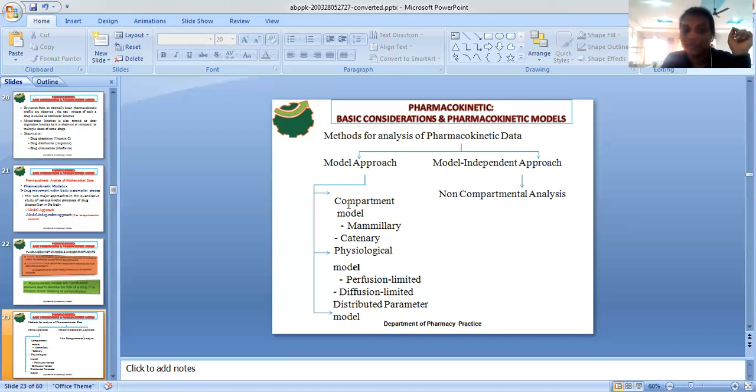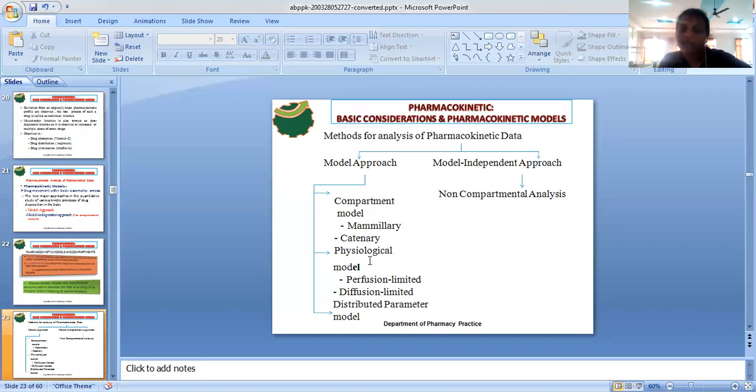Again, the compartment model, depending upon the arrangement of the compartments involved in the analysis, can be further expanded into two models: the mammillary model and the catenary model.